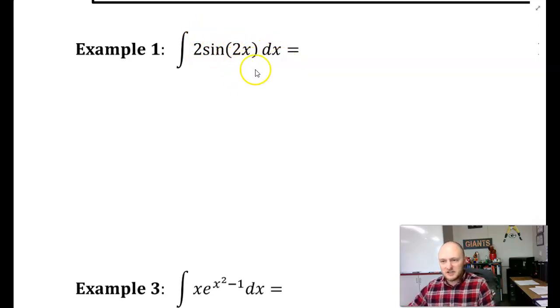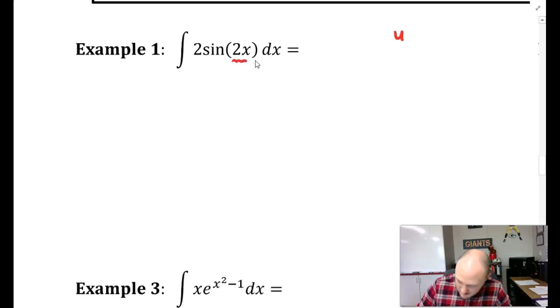I can't integrate this as is because I have a function within another function. So what I'm going to have to do is go ahead and identify u. U is right here. That's that 2x. U is equal to 2x.